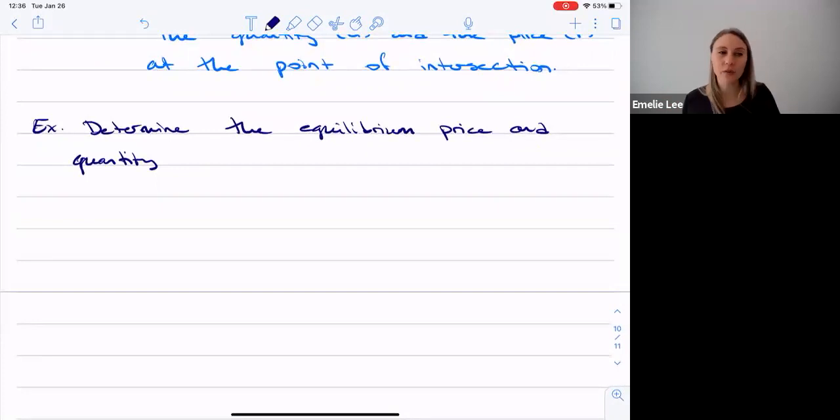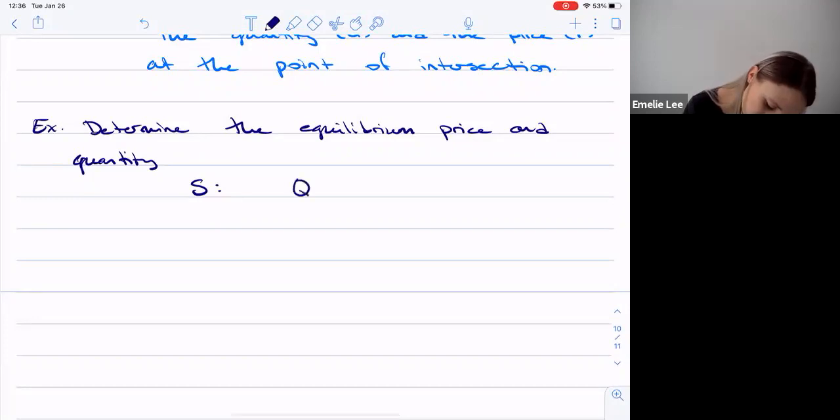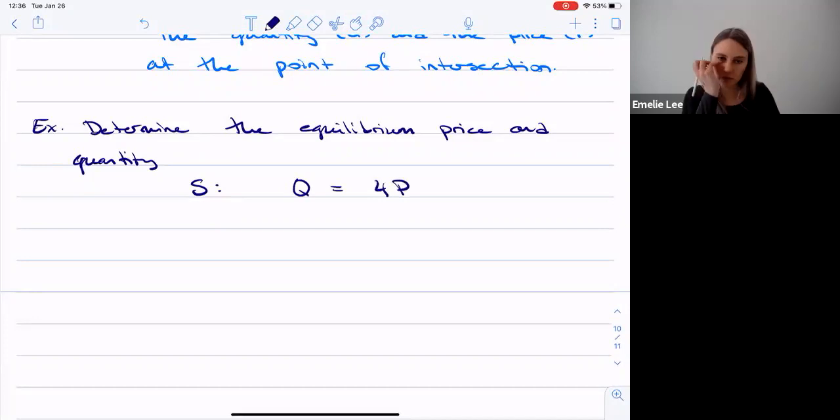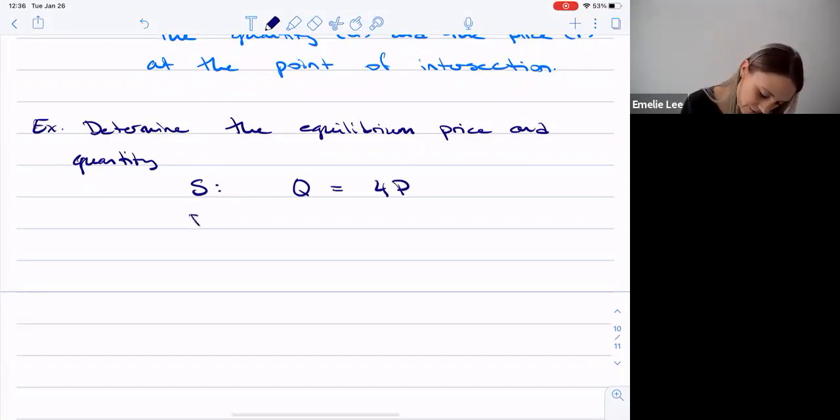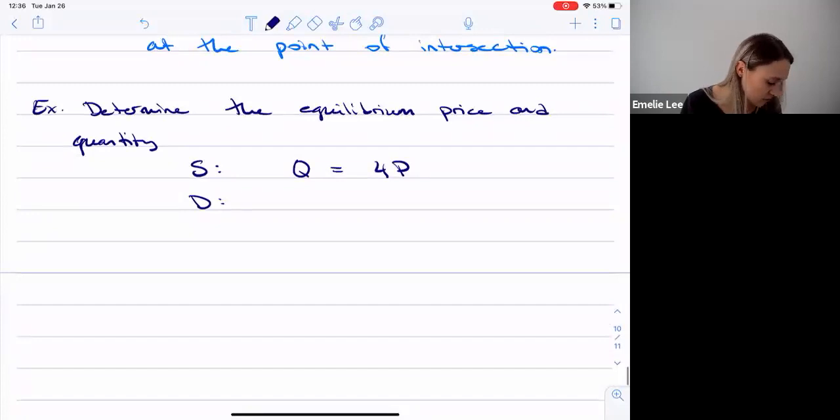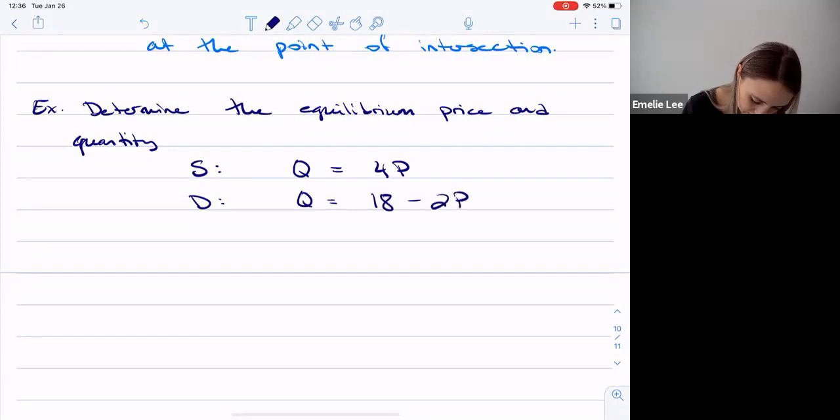So how I'm going to give you this information is going to be S, that's the supply curve. So here I'm just telling you, instead of calling it equation 1 and equation 2, I'll just be able to call it S and D, right? Because they have their own names. So the supply curve is going to be Q equals 4P, for example. The demand curve has the equation Q equals 18 minus 2P.